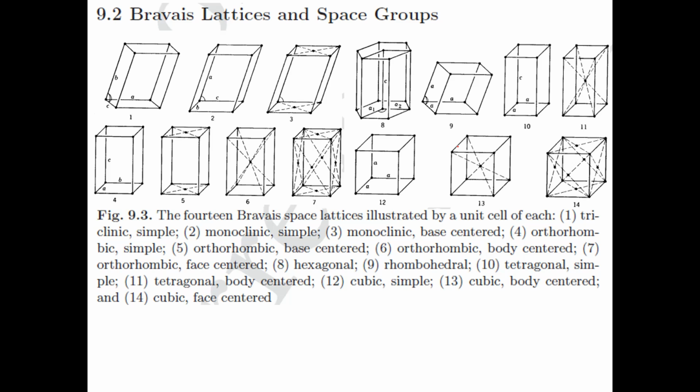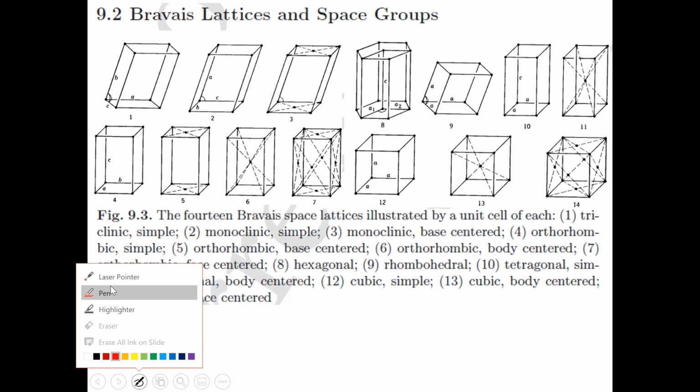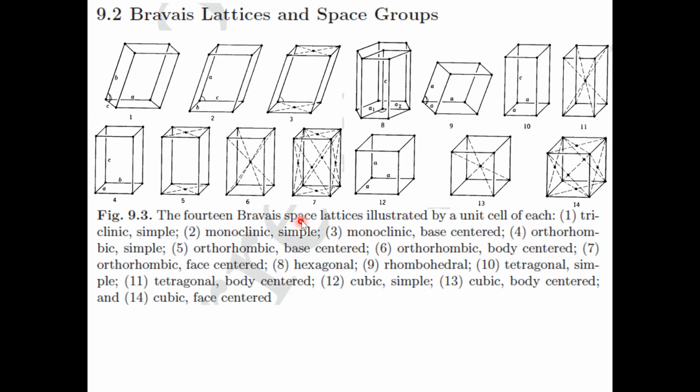Okay, so let's go ahead now and discuss some general properties of Bravais lattices and space groups. This is a review of things that you may have seen in basic solid state physics. So in three dimensions, there are 14 different ways to arrange, mathematically, a set of points in space so that each point is indistinguishable by symmetry from any other point. So it sees exactly the same environment as any other point. These are the 14 Bravais lattices.